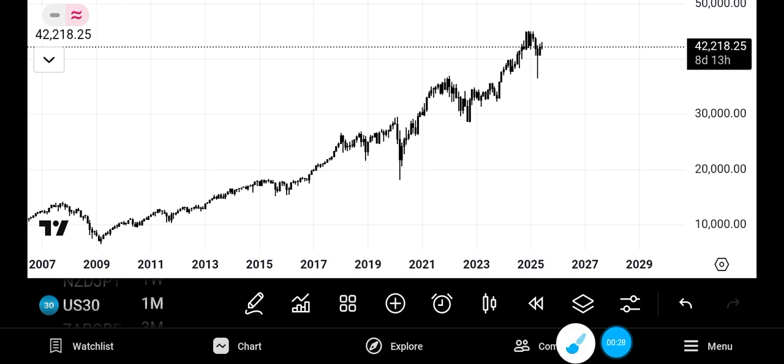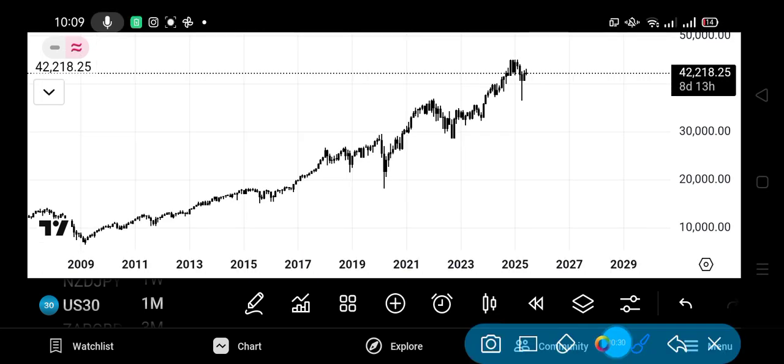US 30, as you can see, simply just by looking at it, you can see that it's on an uptrend, right? You don't need to ask anyone which direction it is going. You can simply see that it's going up. So that's the first thing that we can identify on the monthly chart.